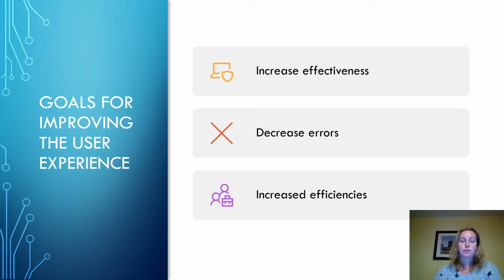So what are our goals for increasing and improving our user experience? Well, we want to increase our effectiveness, we want to decrease our errors, and we want to increase our efficiencies. We would like all the information to remain in the chart, to be orderly, and have access to retrieve it. We want to decrease our errors by putting in simple changes. Examples of this could be discharge instructions printed in multiple languages.